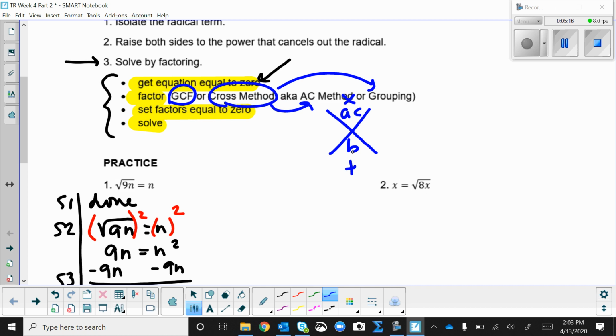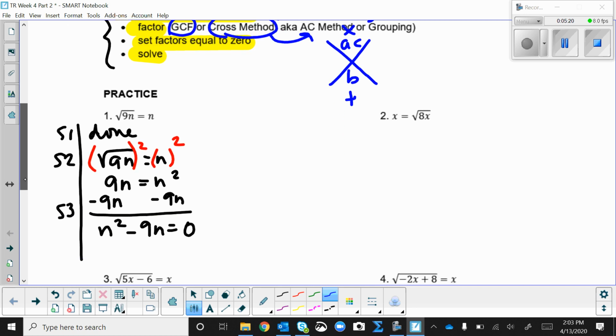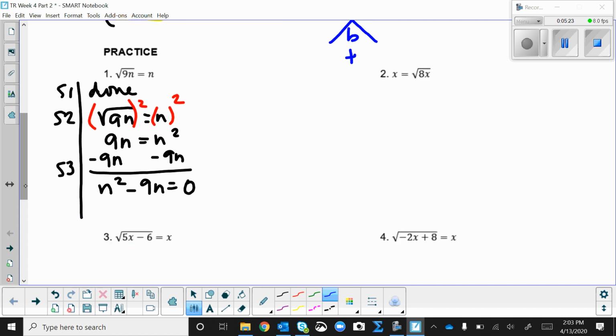Going back to our problem, you're either doing GCF or a cross method. Which one do you think we need here? That's right, we need GCF. And the reason why we know that is because there aren't 3 terms. There's just 2 terms. There's an n squared and there's a negative 9n. And so we want to factor out their GCF. What do they have in common? An n, right? So we're going to divide the n out of each of those.